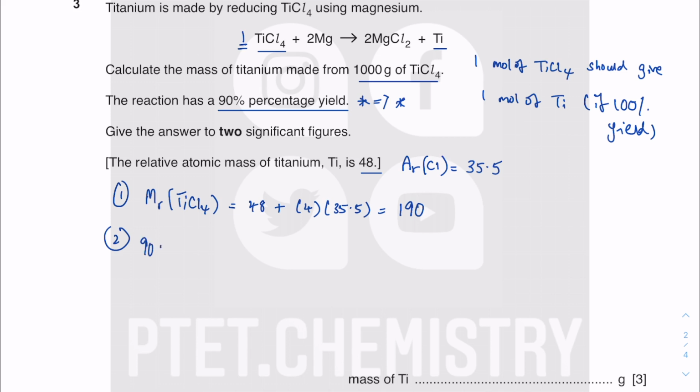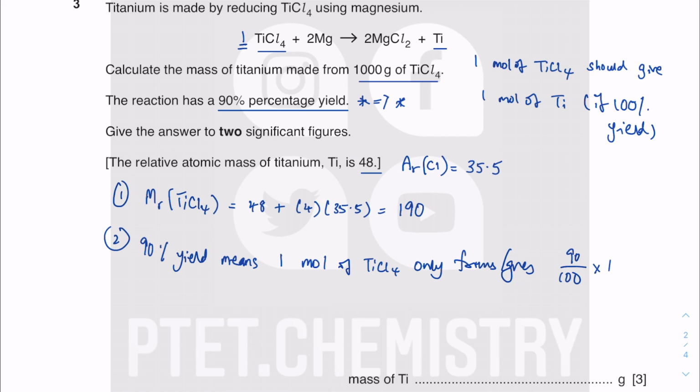So 90% yield means 1 mole of TiCl4 only gives 90%, which is 90 over 100 times 1 mole of titanium. Because 1 mole should give you 1 mole, but 90% means 1 mole only gives you 90% of 1. Alright? So that's where I can set up my mole ratio.